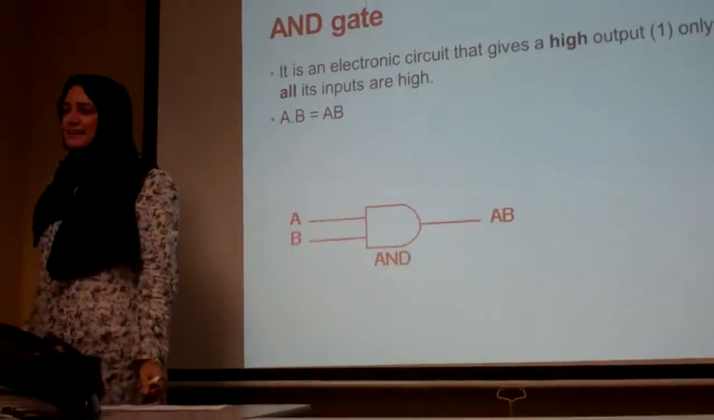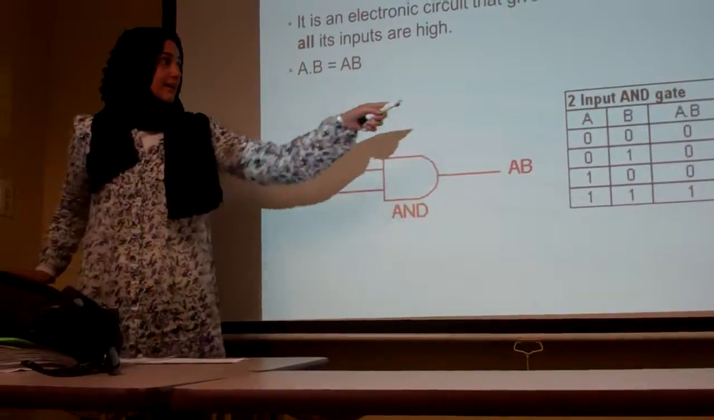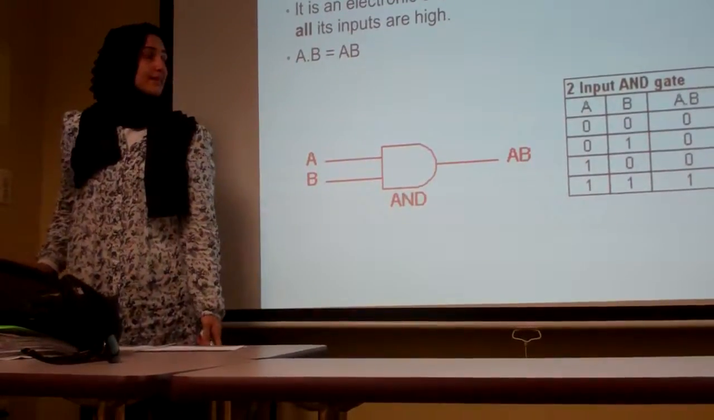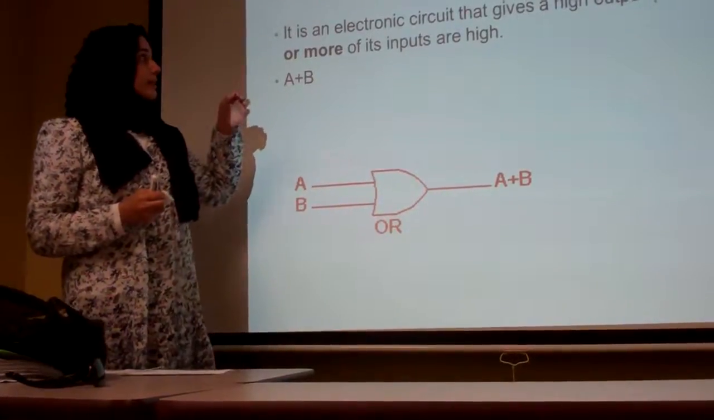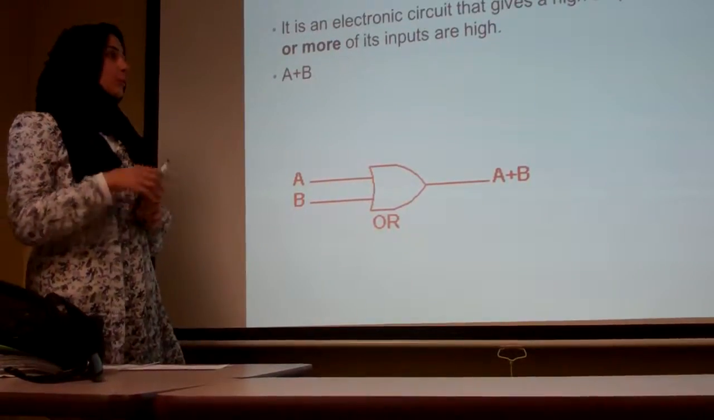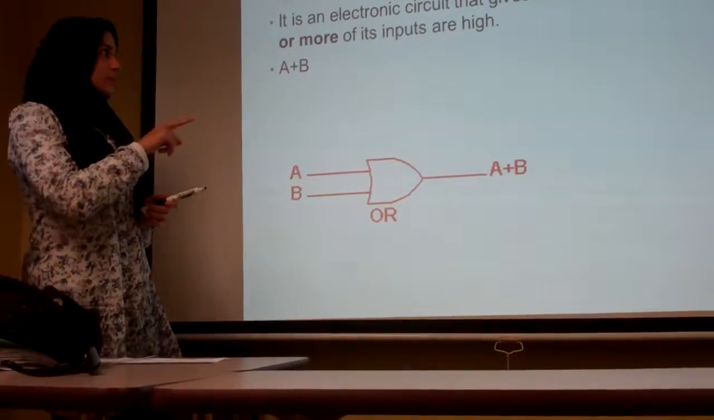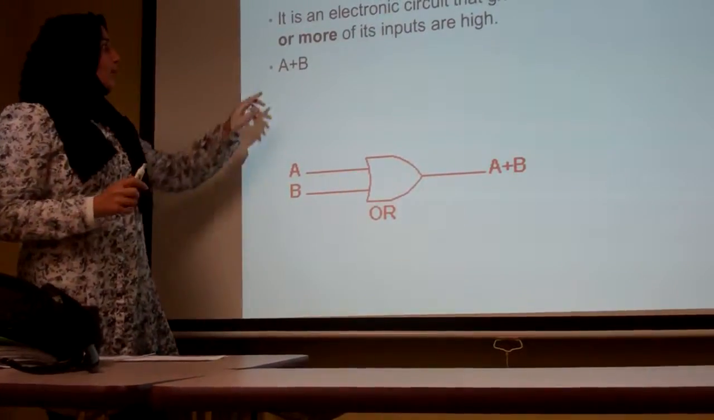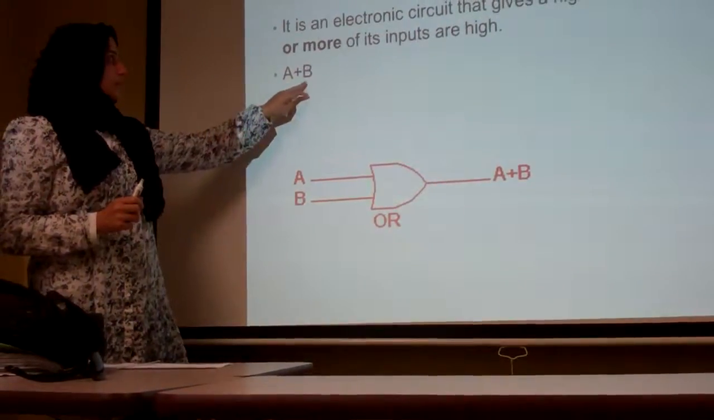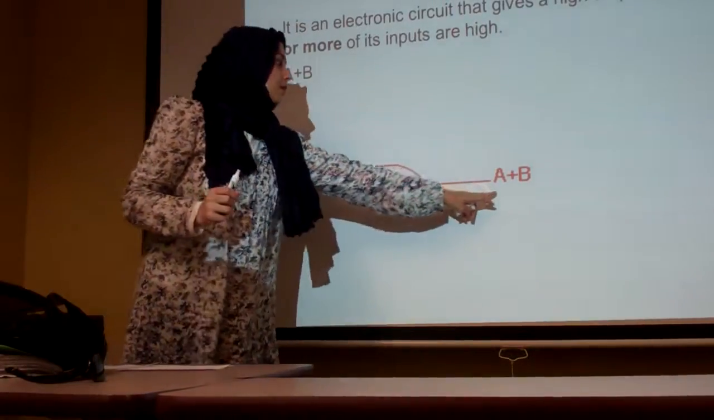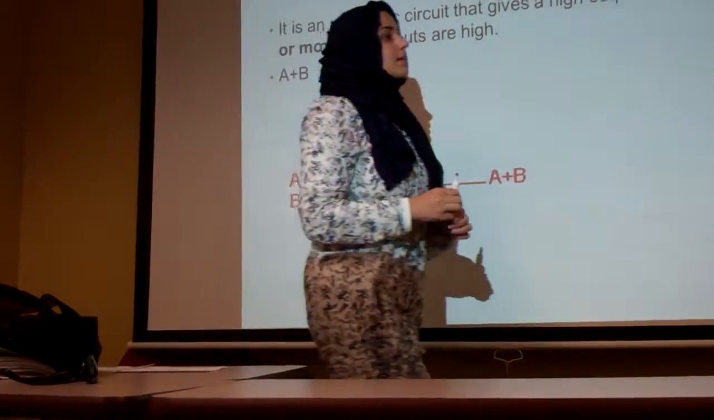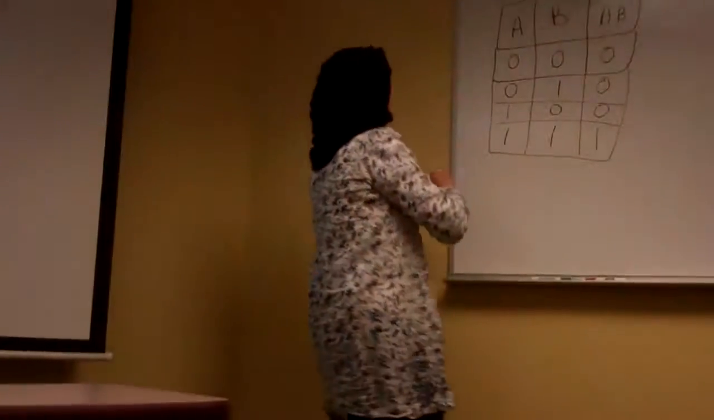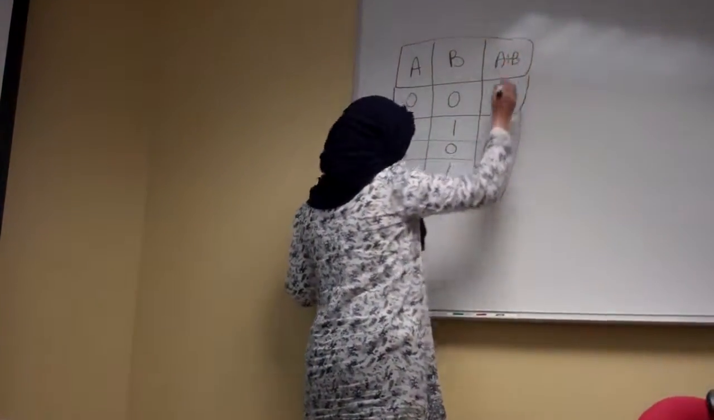Okay, we will see the next gate. This is the truth table. The next one is the OR gate, which is an electronic circuit that gives a high output 1 if one or more of its inputs are high. We can represent the output as A plus B. This is the output, and this is the shape of the OR gate. So we have the same as this, but here we will have this.